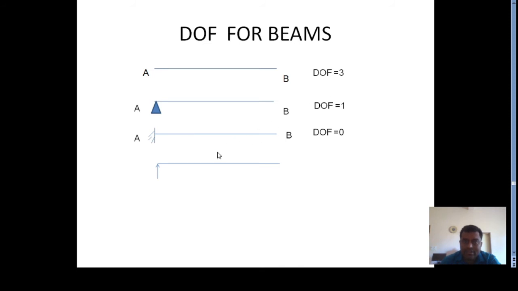Then coming to the next beam, you see the simple support. Here one is vertical, another is horizontal, then the moment. We are not restricting the horizontal movement and the rotation, therefore the degrees of freedom will be 2 at this support. Similarly for support B, the degrees of freedom will be 3.